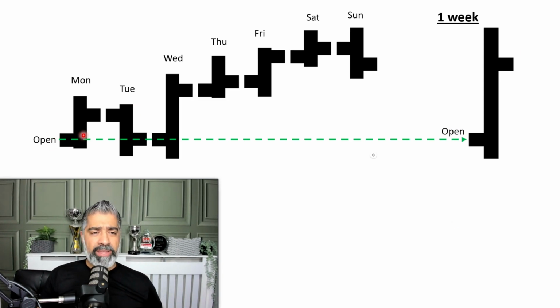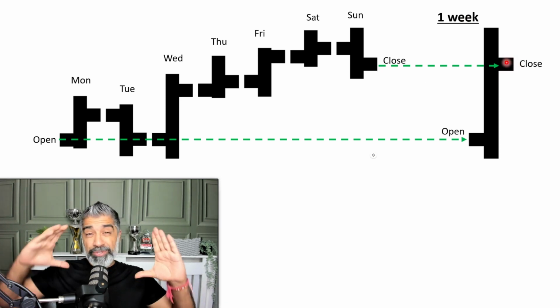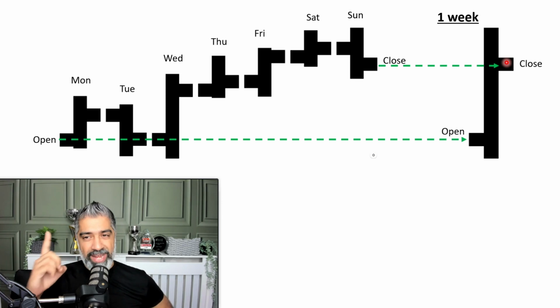So Monday over here, the week opened, and that is represented by this dash on the left-hand side. Then we have Sunday. On Sunday, we have this dash on the right, and on the weekly bar is represented by here, the closing price of the week. So we're encapsulating 7 days worth of data in one bar.